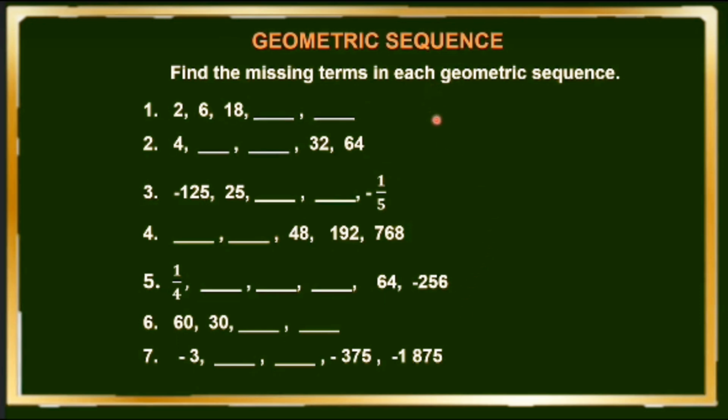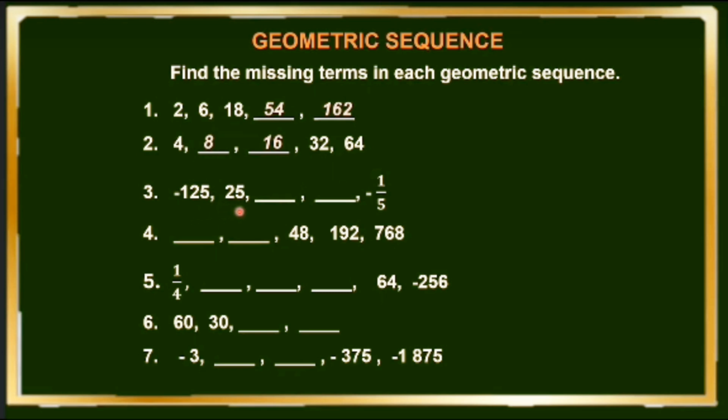Let's have some more. 2, 6, 18. What's next? This is times 3 again, so 54. Next number? Yes, 162. Number 2. You look at consecutive terms. We have 32, 64. So this is times 2. 4 times 2, 8. Times 2, 16. Times 2, 32.